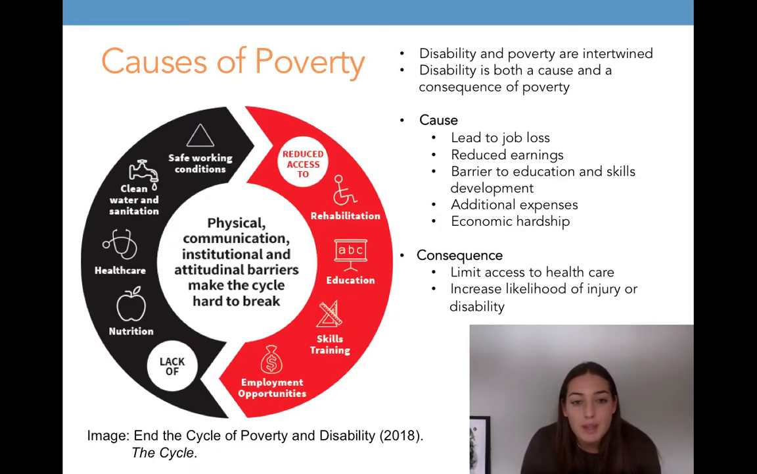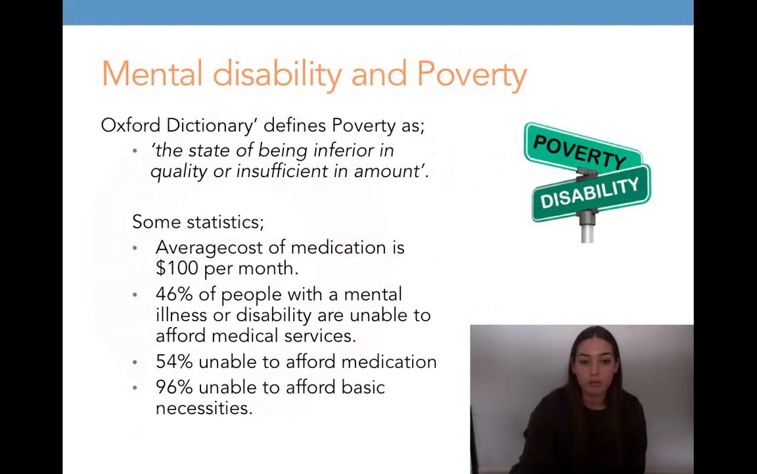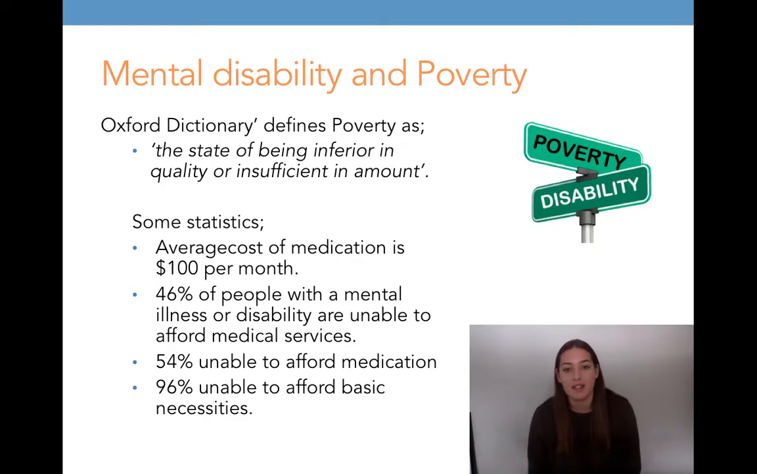Specifically, mental disability has the capacity to prevent people fully participating in the community. People living with a mental illness suffer disconnection, alienation, exclusion, and discrimination, and many are also living in poverty. The Oxford Dictionary's definition of poverty as the state of being inferior in quality or insufficient in amount describes the way people suffering from mental illness and disability are living daily. Though they may not be street beggars, many are living in poverty as they do not have enough money to afford all the basic necessities.